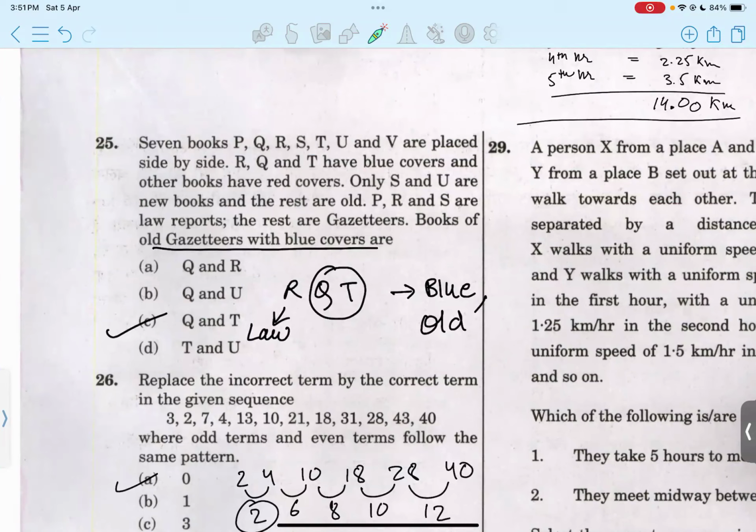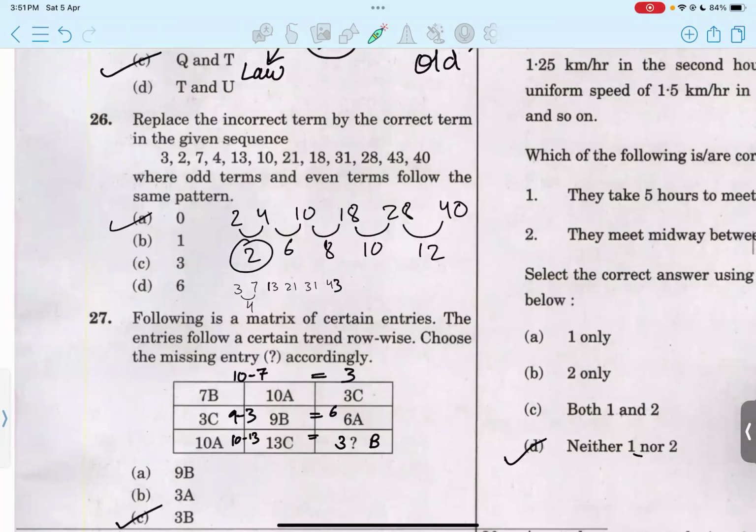So 7 books are there. We are given the conditions: the color of the books, red and blue covers, old and new books, and then law reports and then gazetteers. So to identify blue covers, it should be old and it should be gazetteers. So when you deconstruct these conditions, you will be left with Q and T. Option C.